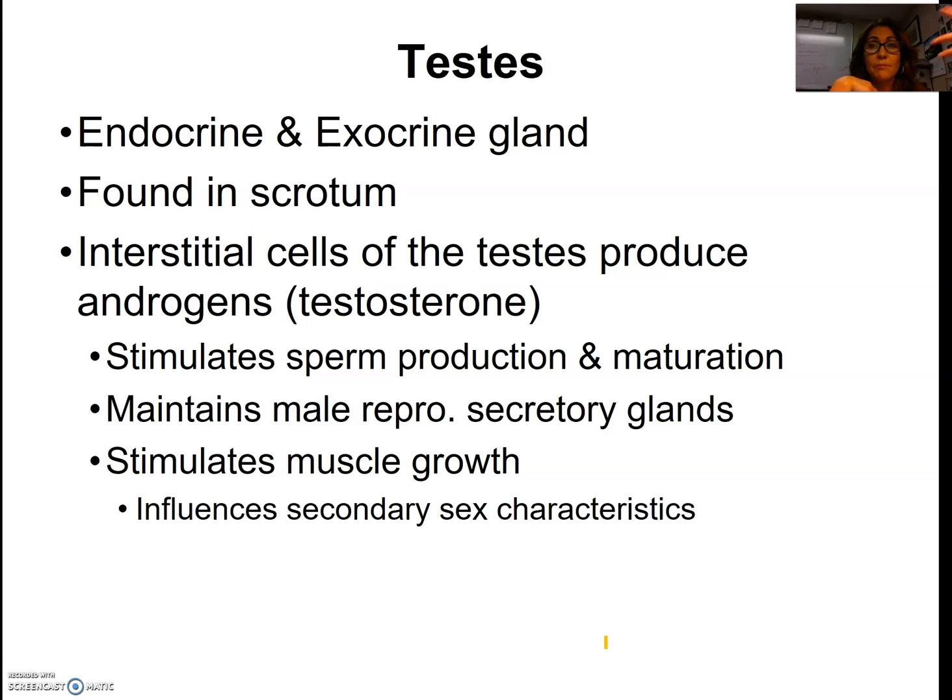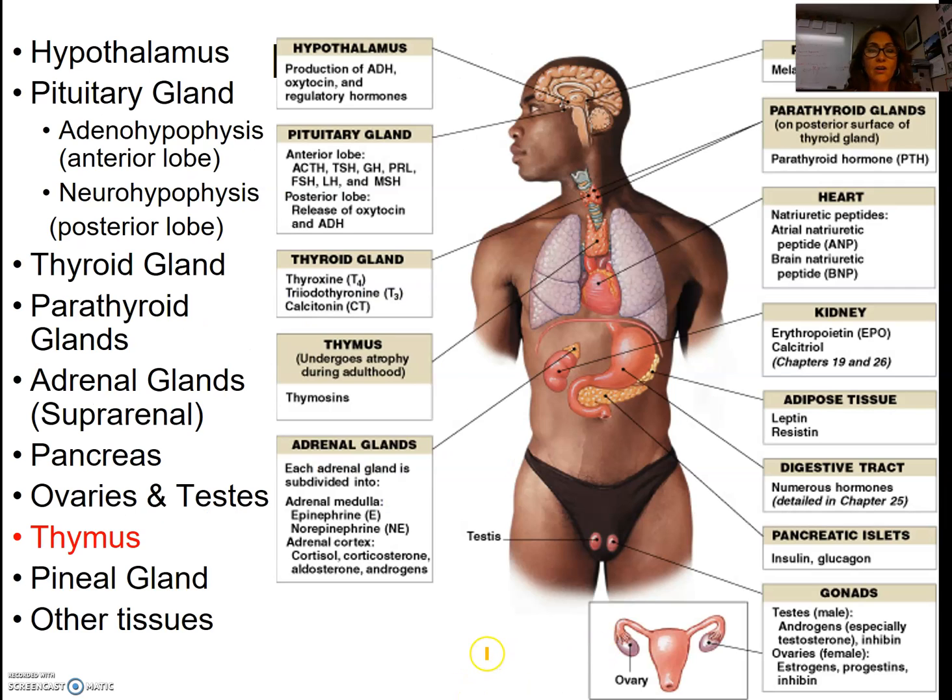Androgens are going to be male sex hormones, and they help regulate sperm production, sperm maturation, and help release sperm for fertilization. They help maintain the male's reproductive system and male secretory glands, so that would also include the prostate. Testosterone also helps in male muscle growth, and that's a part of inducing secondary sexual characteristics in males. It would be the increased muscle mass and also the production of thicker hair on the face and on different parts of the body. All right, so that's the reproductive system in a nutshell.